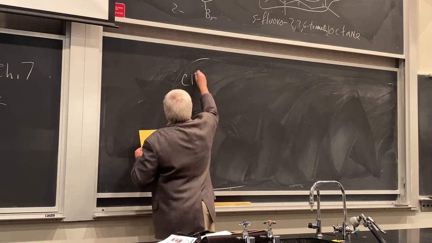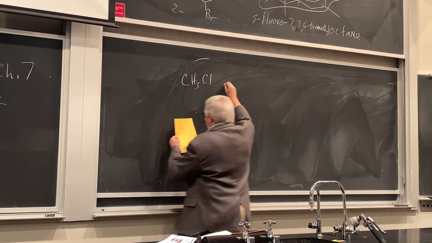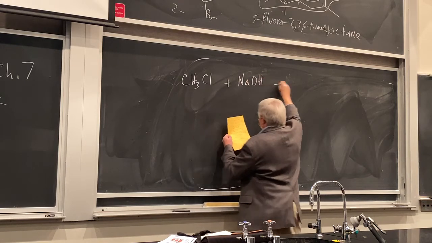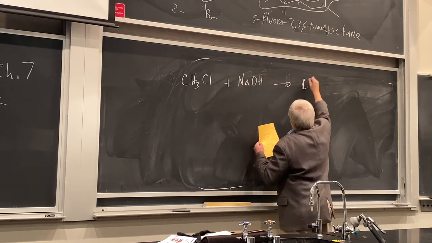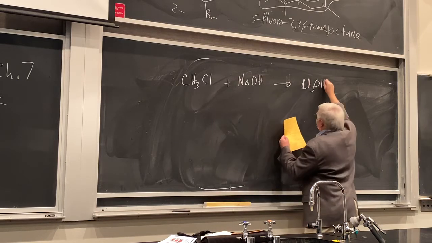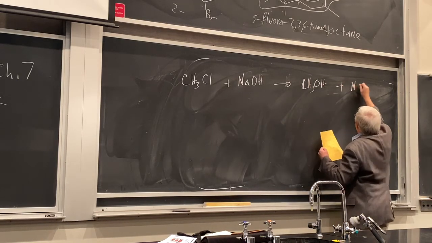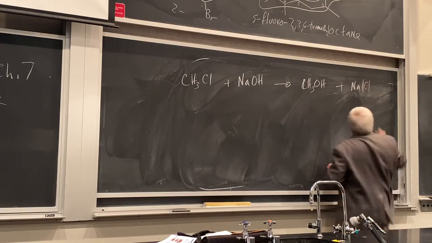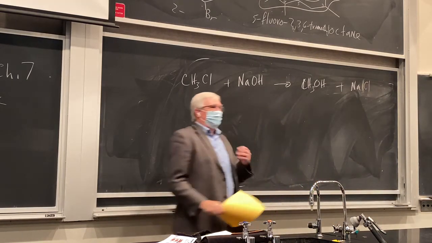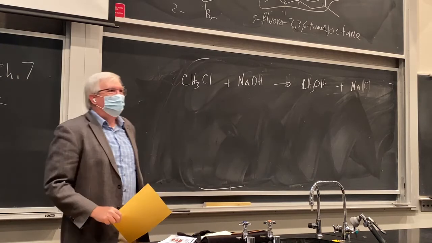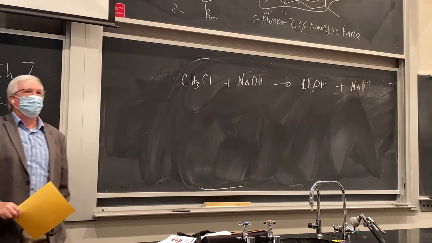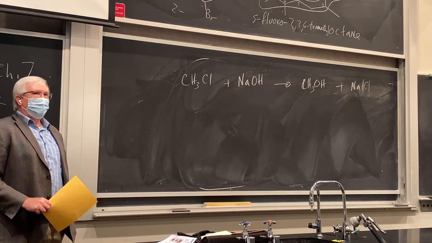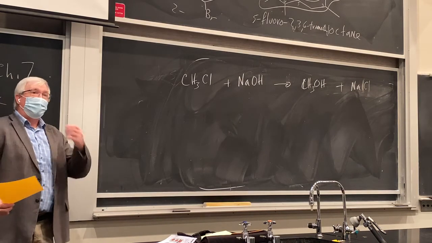How about this one? So chloromethane plus sodium hydroxide going to methyl alcohol plus sodium chloride. Oop, not iodide, chloride. Okay. Looking at that reaction, can you identify what the leaving group is and what the nucleophile is and the type of leaving group it is and whether or not this reaction might be useful?